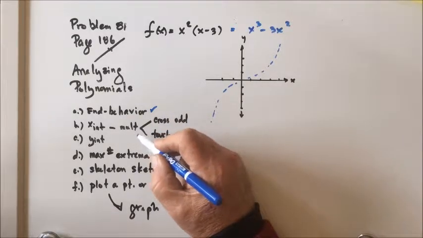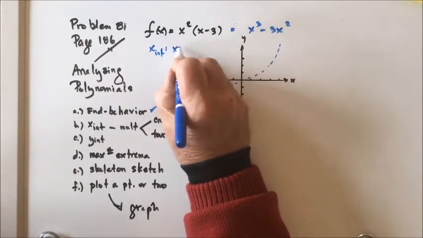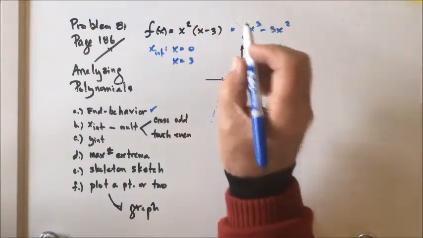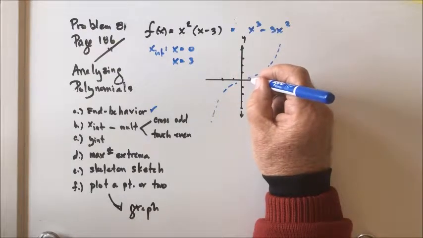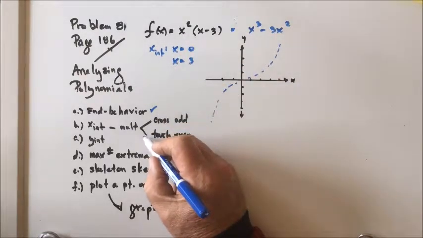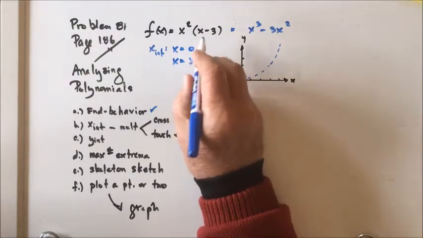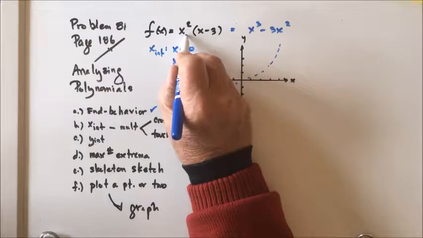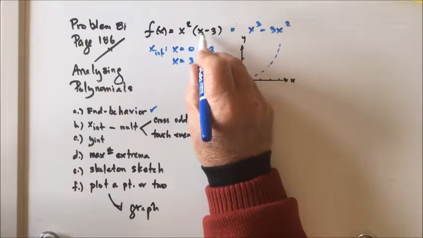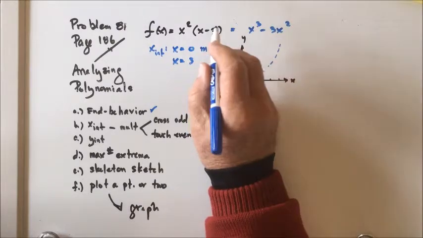The next thing is determine the x-intercepts. And the x-intercepts, clearly, you can see them right here by inspection. They're x equals 0 and x equals 3. These are the numbers that make f of x equal to 0. These are the points at which the function crosses or touches the x-axis. But beware that not only do you have to determine what the values are, but you have to determine their multiplicity. The multiplicity of this zero at x equals 0 is 2. And the multiplicity of this root, x equals 3, is 1.